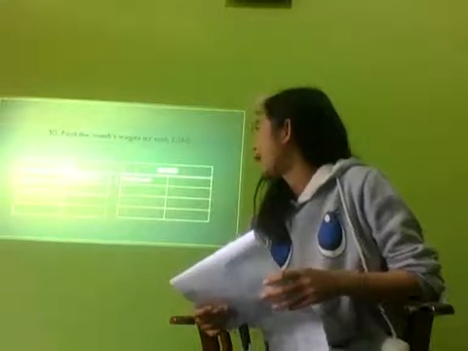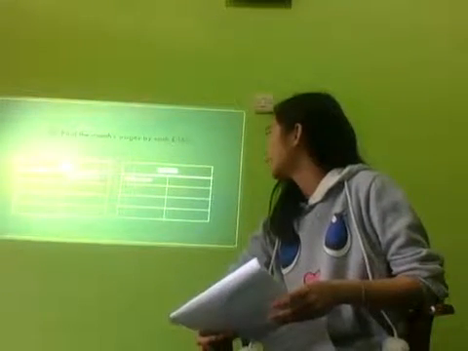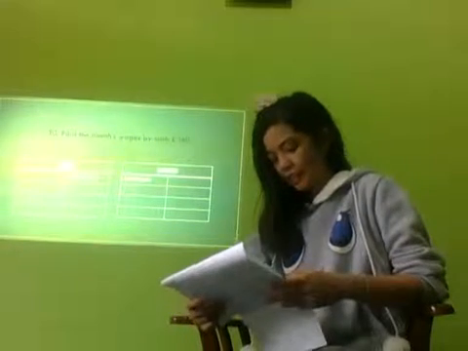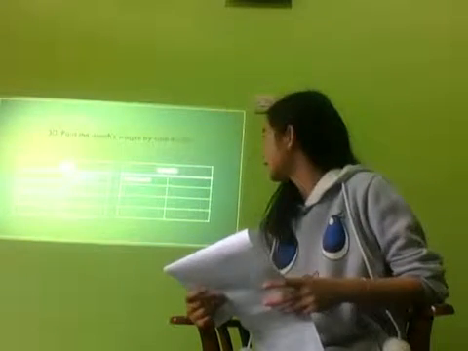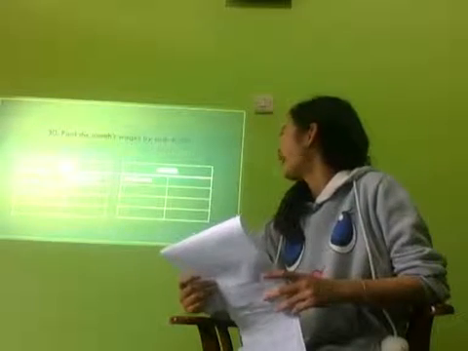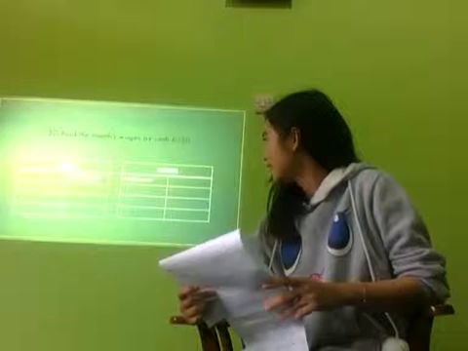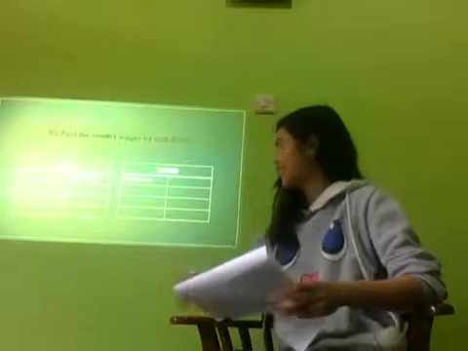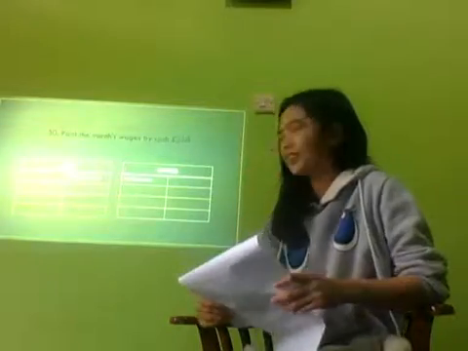Number 30. Paid the month's wages by cash, $300. Wages increased $300 and cash decreased $300.